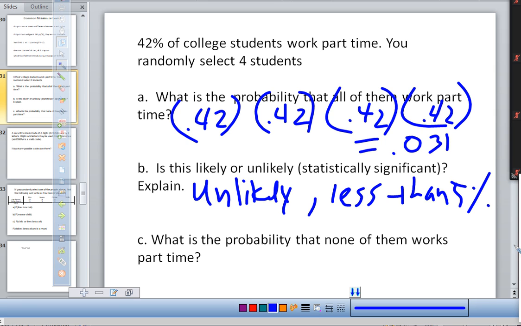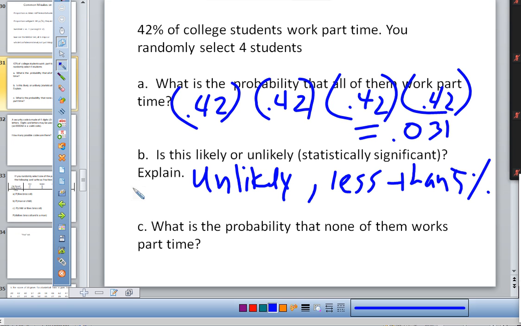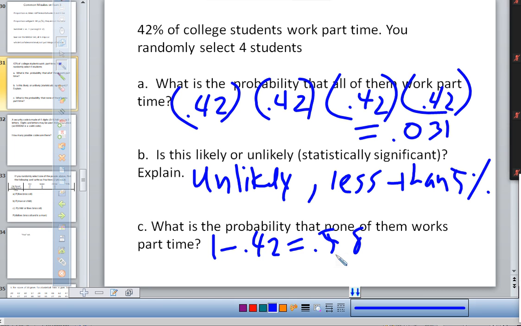So none of them works part-time. What's the probability that I pick somebody and they don't work part-time? Just one of them doesn't. What's the probability I pick a person and they do not work part-time? Yeah, 1 minus 42% for one person. That's the probability the first person doesn't, but I need the first person not to, and so on. So what I need is the probability of no, no, no, no. Four no's in a row. All of them say no.